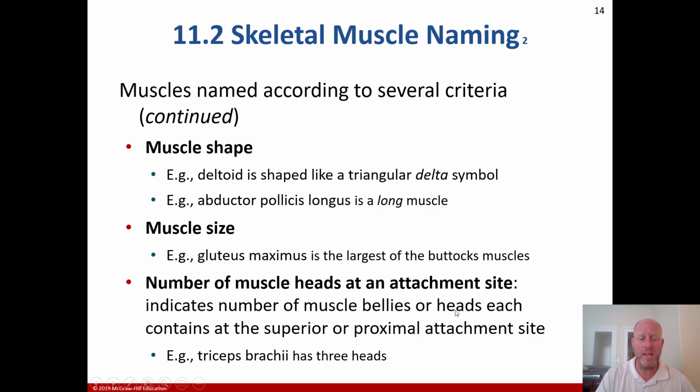The number of muscle heads indicates the number of muscle bellies or heads each contains at the superior or proximal attachment site. That's the triceps brachii, which technically, by the name triceps, has 3 heads. Of course, we get into function: just because it has 3 heads doesn't mean it has 3 different functions. Don't confuse that. That has more to do with the origin and the insertion of the muscle. Knowing there are more heads or more complex muscles doesn't necessarily mean the movement itself is going to be different, or that there's capacity for moving more bones or doing multiple functions. That has to do with the origin and insertion points.